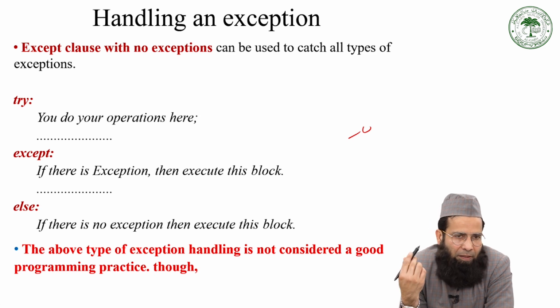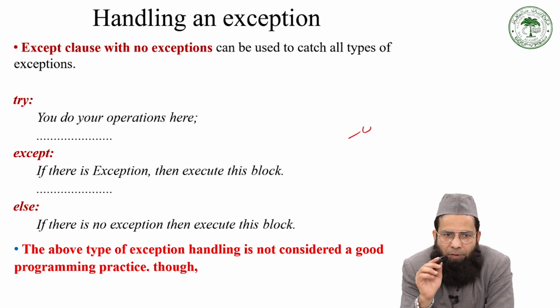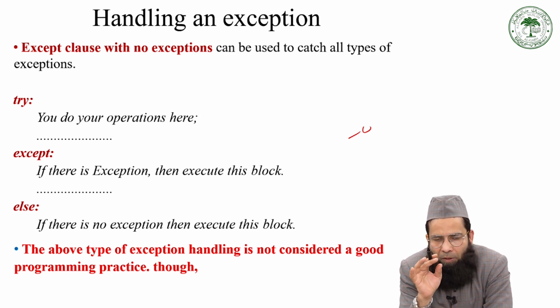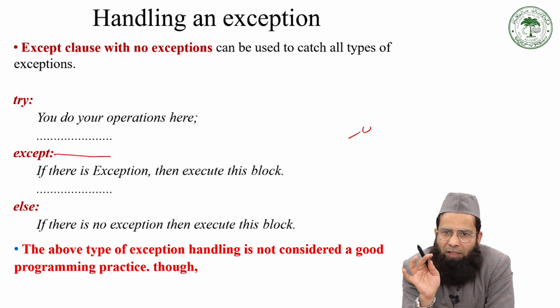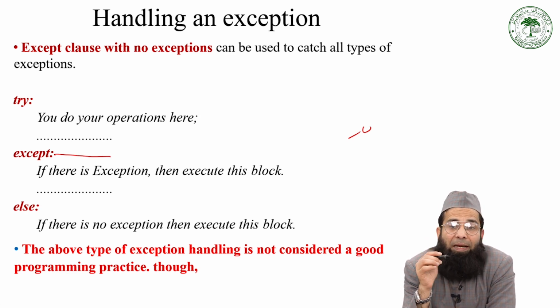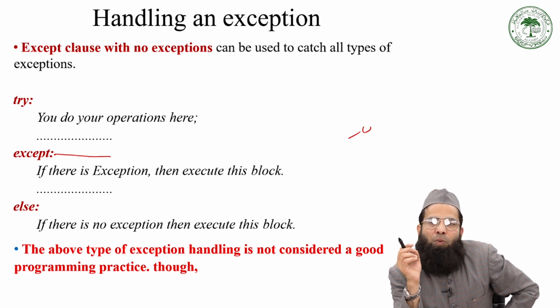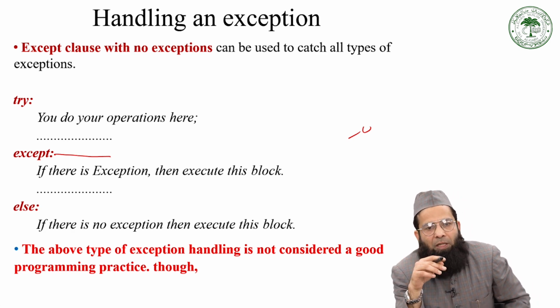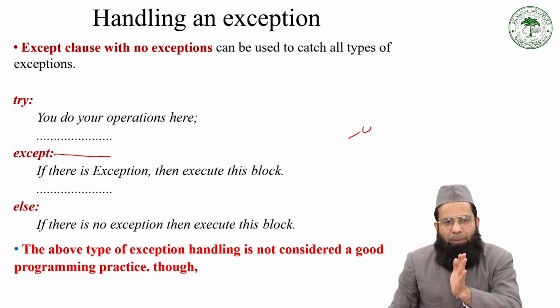There could be cases when except with no exception can be used to catch all types of exception. I have already discussed this. You can exclude the type of exception here, so that would catch all types of exceptions. Using this kind of try except statement is not considered a good programming practice, because it catches all exceptions but does not make the programmer identify the root cause of the problem that may occur, right? So this is not a good programming practice. Better to include the type of exception with the except clause.